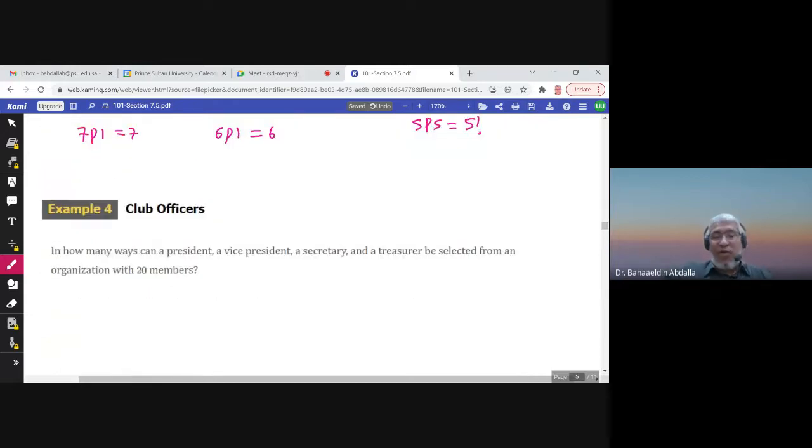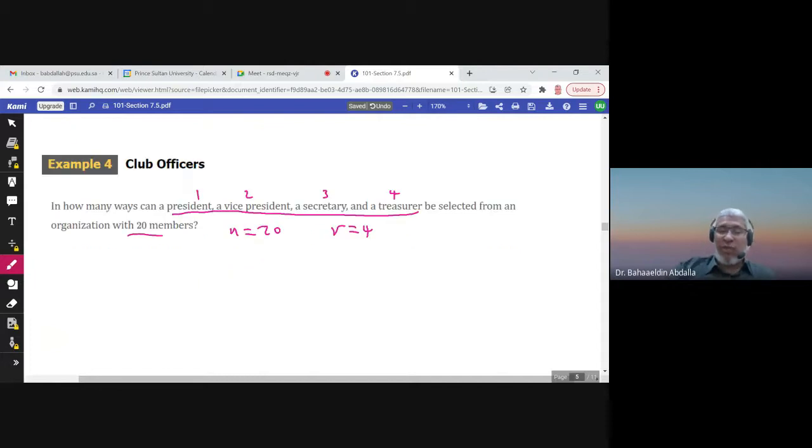Some examples. In how many ways can a president, vice president, secretary, and treasurer, 1, 2, 3, 4, be selected from an organization with 20 members? So we have 20 members and we are selecting 4 of them, but in an arrangement. One of these 4 would be a president. The second one would be vice president. So this is the arrangement we are talking about.